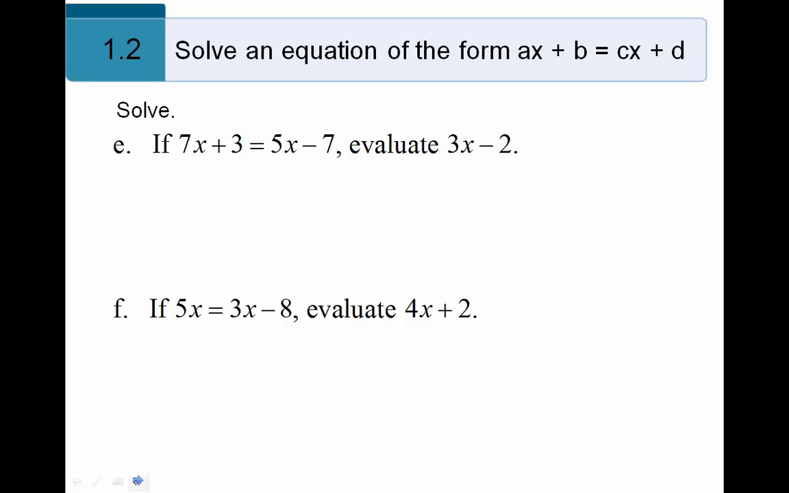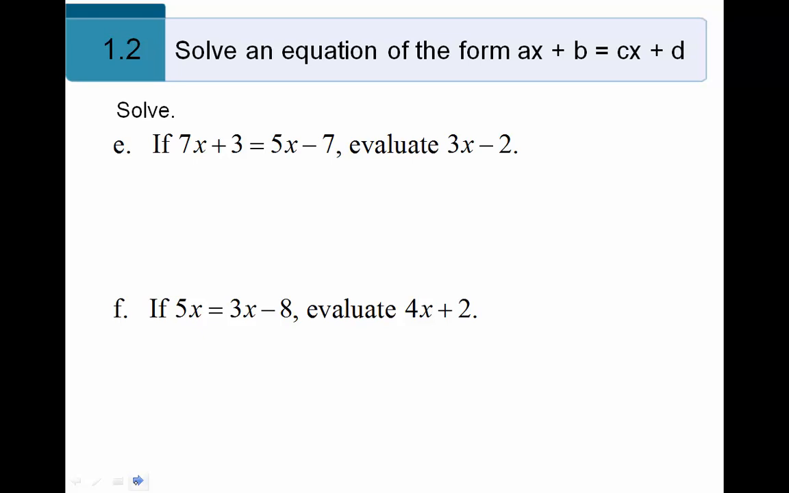Step 1 in solving equations is to remove grouping symbols and combine like terms. Equation E does not contain any grouping symbols, nor do we have any like terms on the same side of the equation. So we'll move to steps 2 and 3. Step 2, get the variable on one side. Step 3, the numbers on the other.